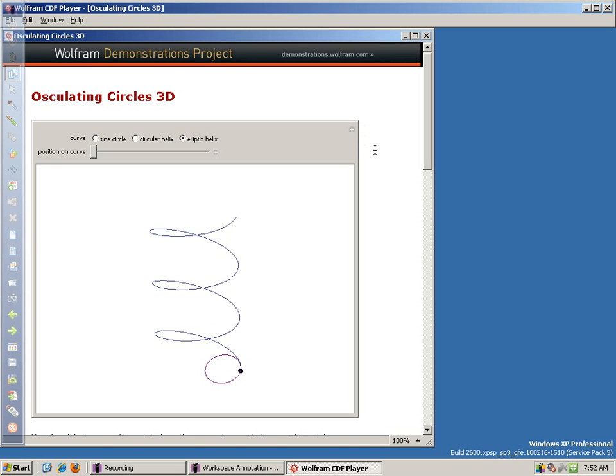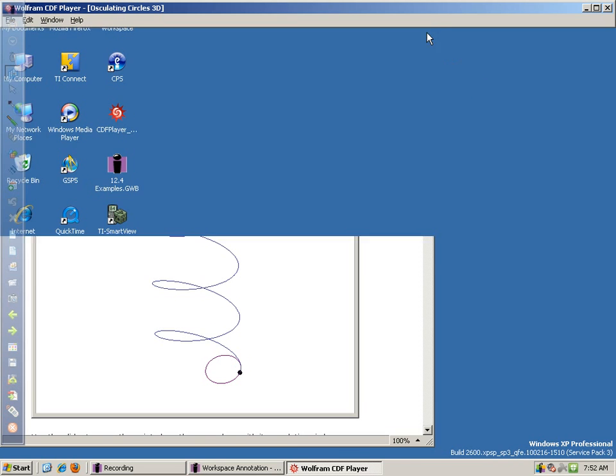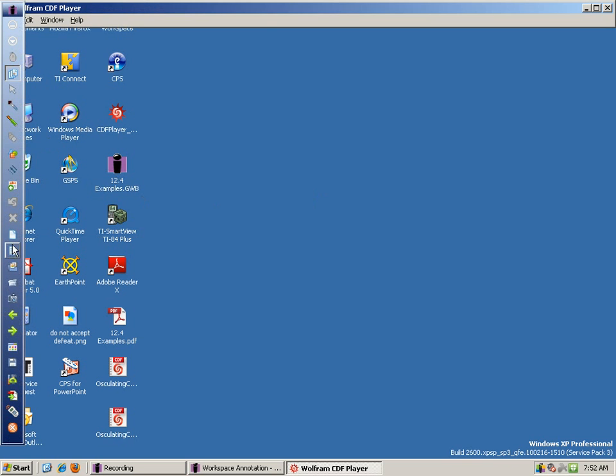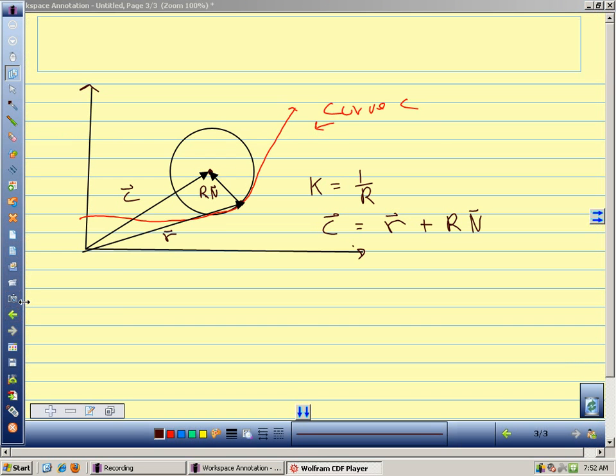So anyway, I think the idea of the osculating circle and the circle of curvature is kind of interesting, so I wanted to talk a little more about it. Now let's go back to acceleration and curvature. We talked about the osculating circle a little bit, let me give you a little bit of background on that.